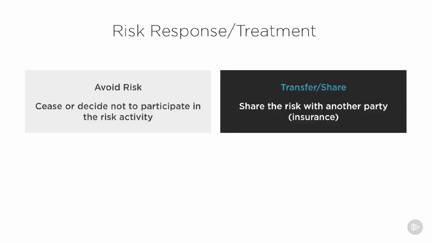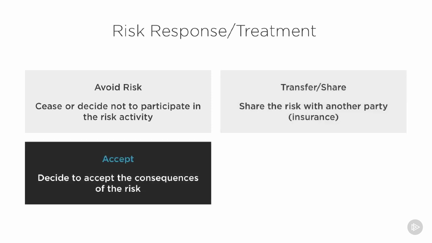Another option would be to transfer or share the risk. An example of this would be if I go into a partnership with another organization, so we can both work together on a project and we both would face the risk if that project failed. On the other hand, we can purchase insurance. Insurance is one way to transfer the risk to another party, in this case, the insurance company.